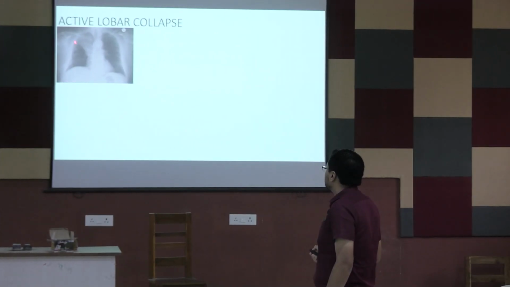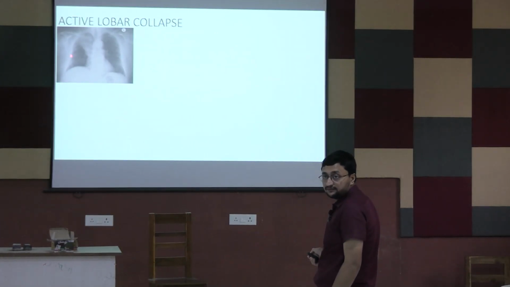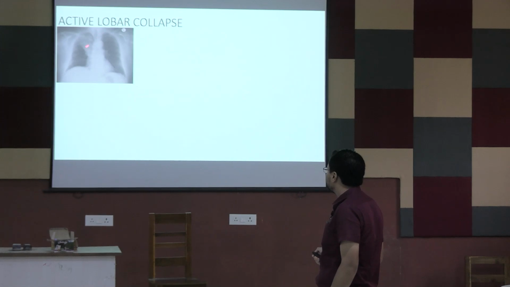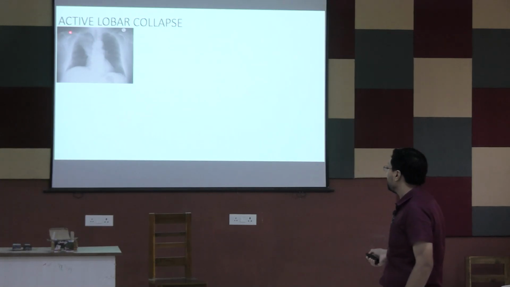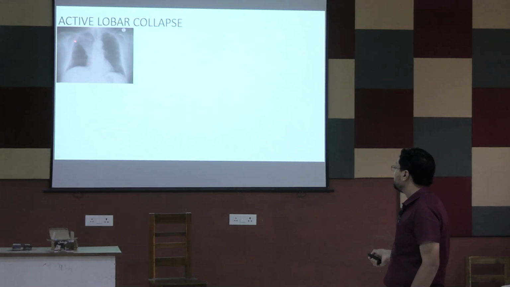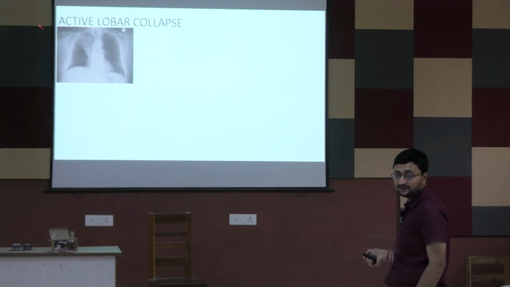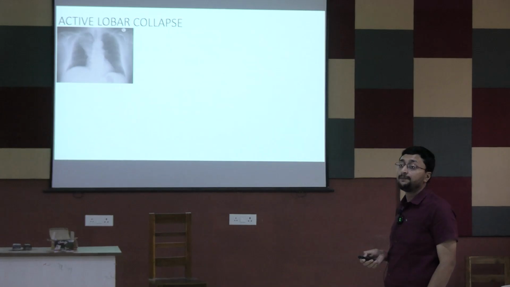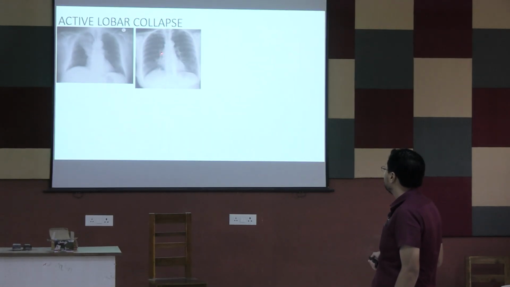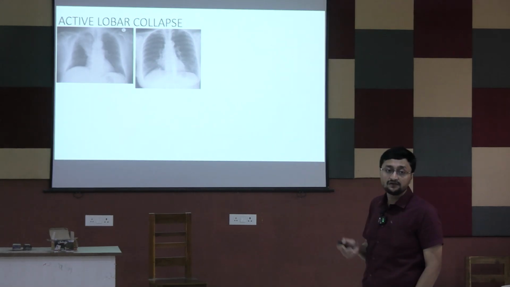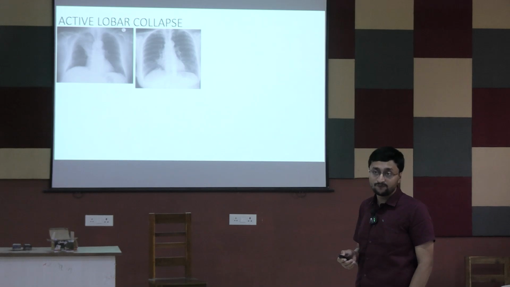This is a case of right upper lobe collapse. The trachea should have been central, but the trachea is pulled to the right side, and there is opacity, and definitely the horizontal fissure is also visible. So this is right upper lobe collapse. And this is a triangle shaped opacity at the middle zone. This is right middle lobe collapse.